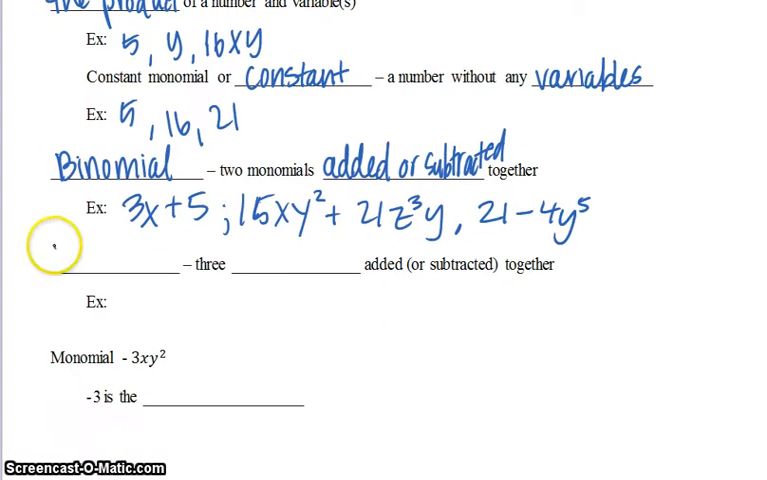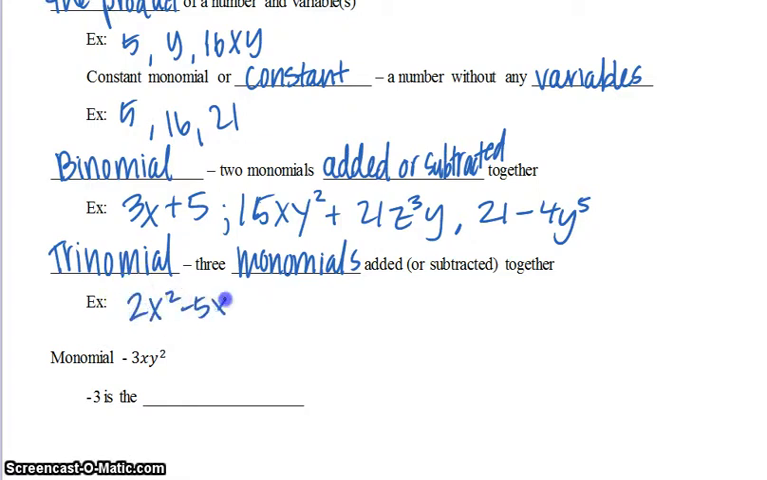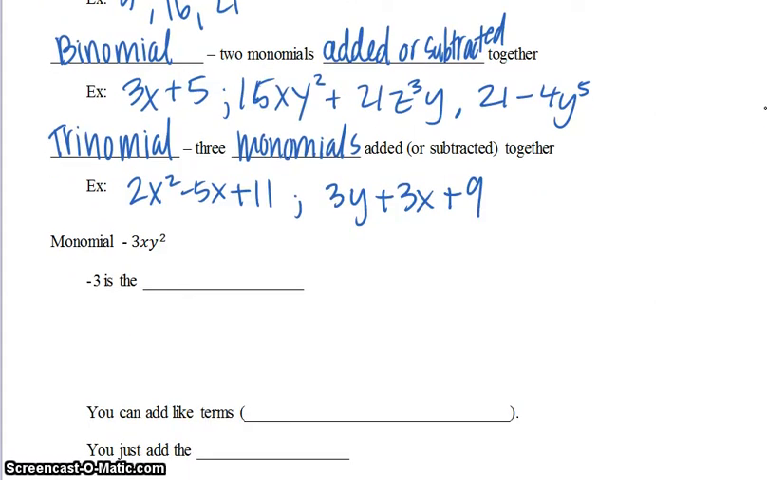And then we have trinomial, which hopefully you can figure out that tri means 3, so it's 3 monomials added or subtracted together. So we have monomial 1, binomial 2, trinomial 3. So we could have 2x squared minus 5x plus 11, a trinomial. Or 3y plus 3x plus 9, another trinomial. Now, if we look at the monomial negative 3xy squared, negative 3 is the coefficient. Coefficient is the number in front.